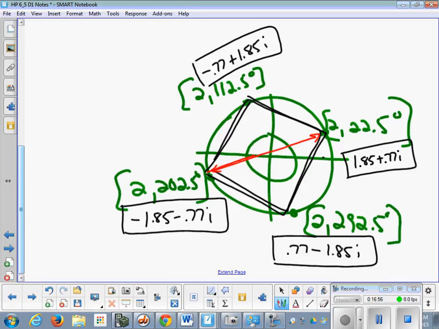When I go directly across the circle, that's a positive and negative. This is positive 1.85 plus 0.77i, and this is negative 1.85 plus 0.77i. So really, these are opposites of each other. Opposite across the circle, they are opposite positive and negative. Same thing with these two. We have negative 0.77 plus 1.85i, and here we have positive 0.77 minus 1.85i. So those are opposite.